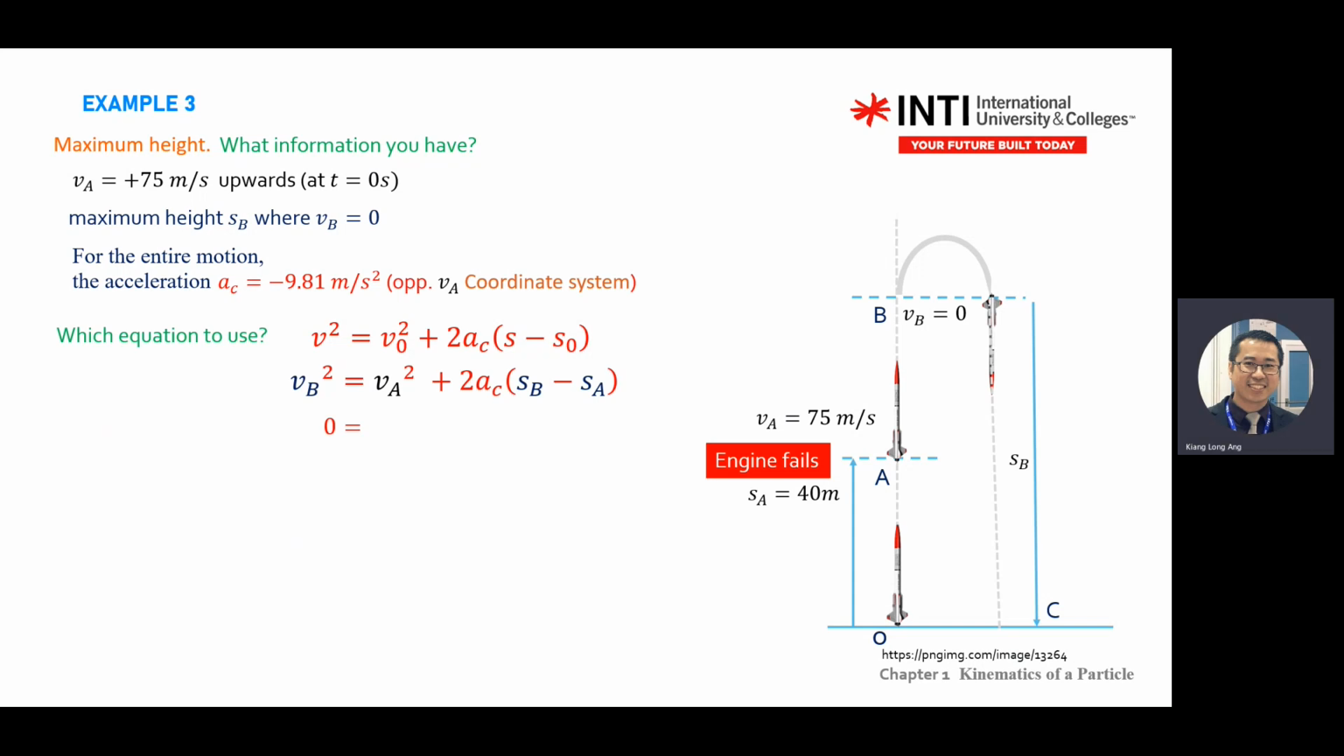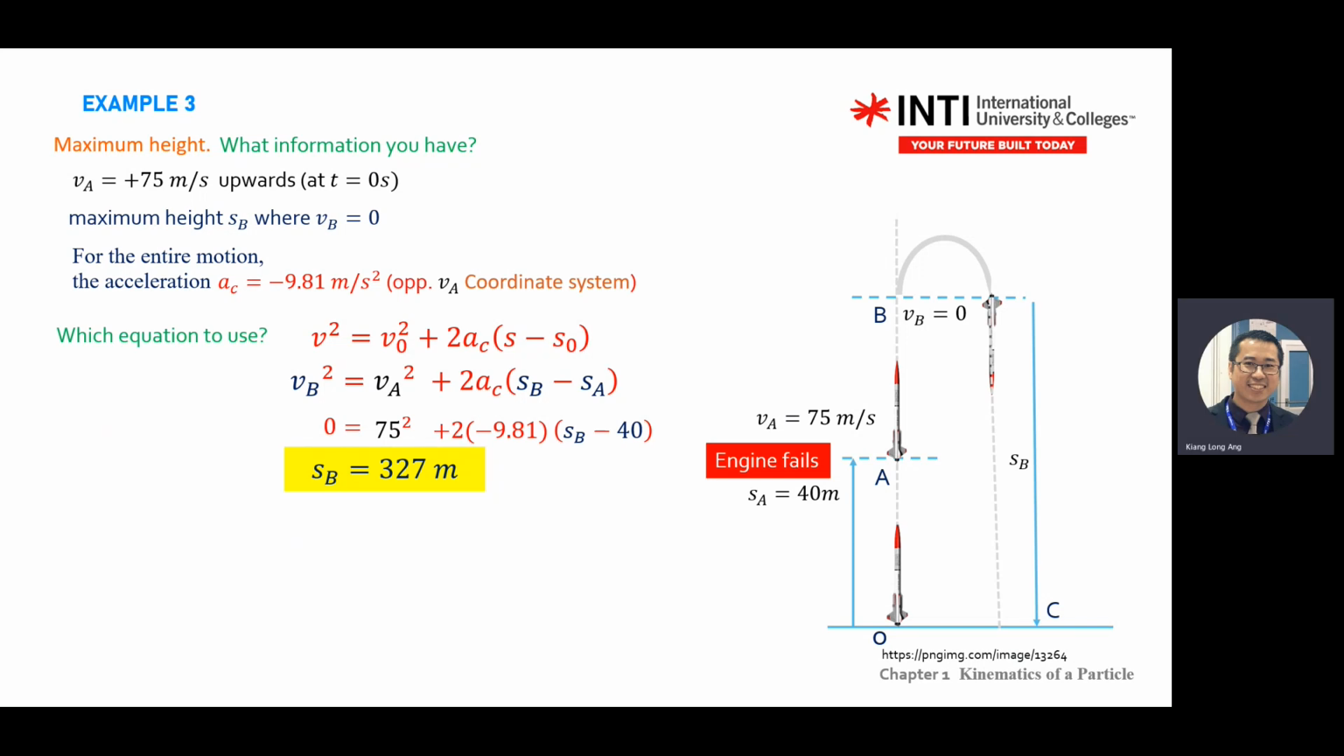VB, you know, is 0. VA is what? 25. The 2, this one is negative. This one you need to find. This one is 40. Make sense? Only one unknown. Use a calculator to solve. So your SB is 327 meters.